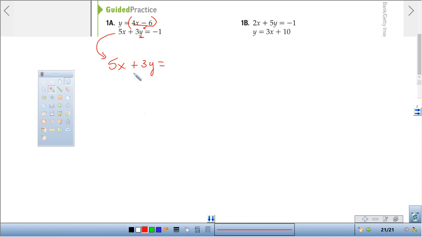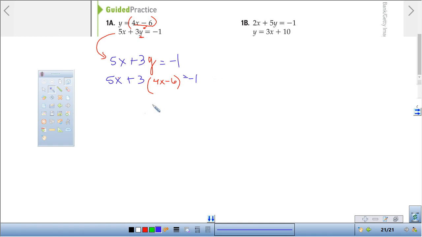You know what? Let me change it. The whole second equation is 5x plus 3 times y equals -1. So I'm going to have 5x plus 3 times my y value. I'm going to put all this in here for that y, which is 4x minus 6. And that's equal to -1.